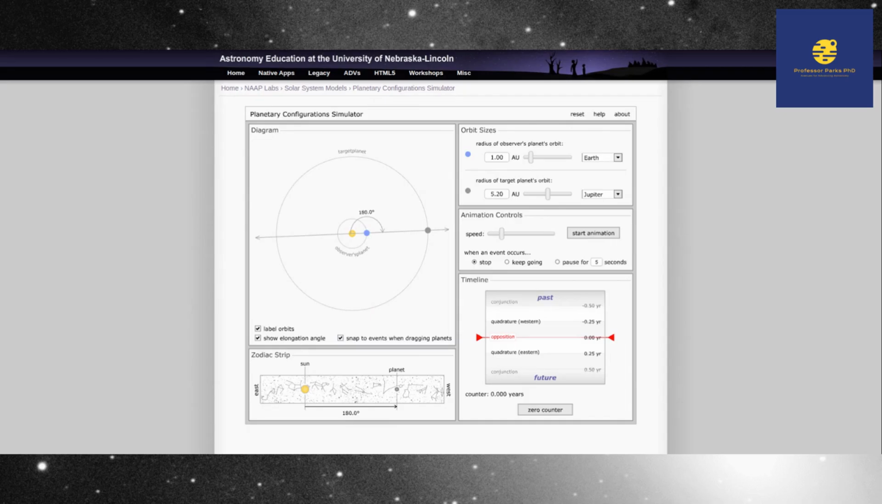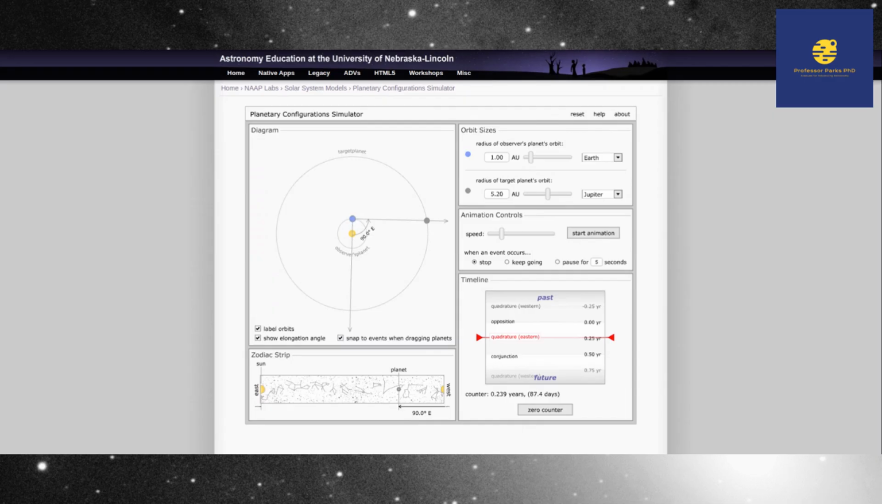And so if I start this going, because of Kepler's third law, I misspoke earlier, the Earth is going to be moving faster in its orbit than Jupiter is. Here we have eastern elongation, or eastern quadrature. Basically, that is when, as you can see here, the angle between the Sun and Jupiter is 90 degrees.